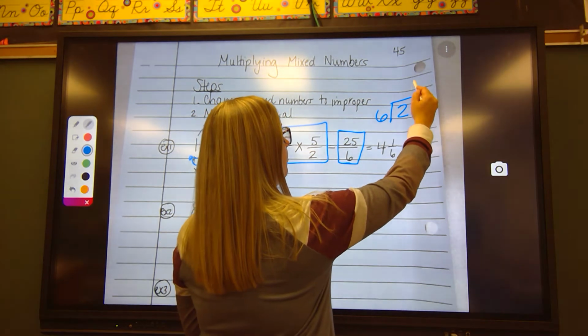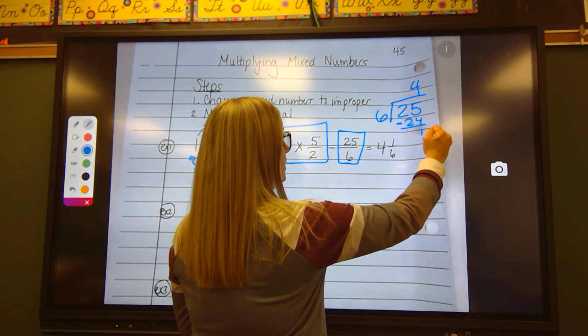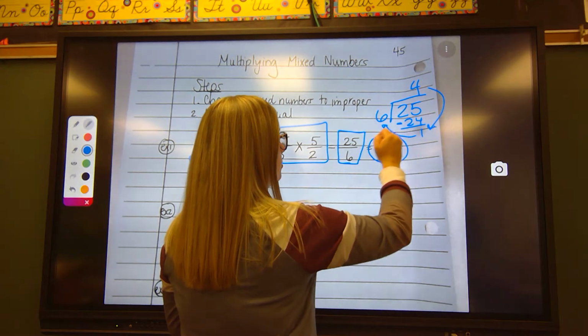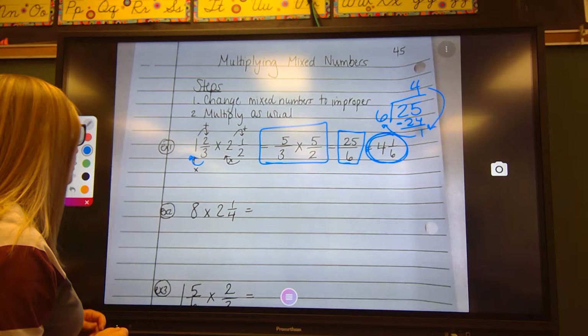6 goes into 25 4 times. 4 times 6 is 24. Subtract, we get 1. So you read it like a clock, 4 1/6. That's your final answer. That can't be simplified, 4 1/6. All right, let's take a look at this one.